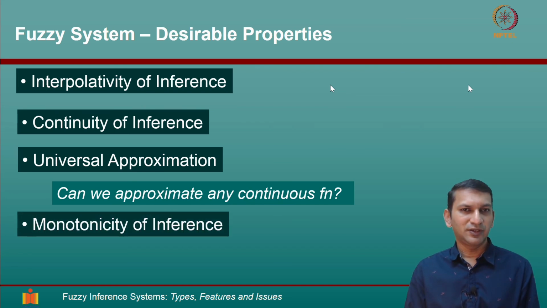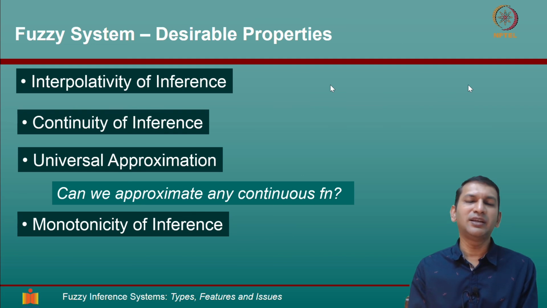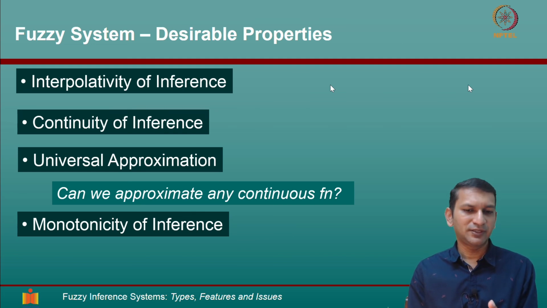Monotonicity of inference. If there is an ordering between inputs, will the same ordering be maintained on the outputs also? For example, for 18 degrees, I get 680 as the RPM. When I go to 20, it should actually go higher than 680 RPM, because it has got hotter. Suddenly, if it falls down, if it says no, run it at 650, then there's something wrong with it.